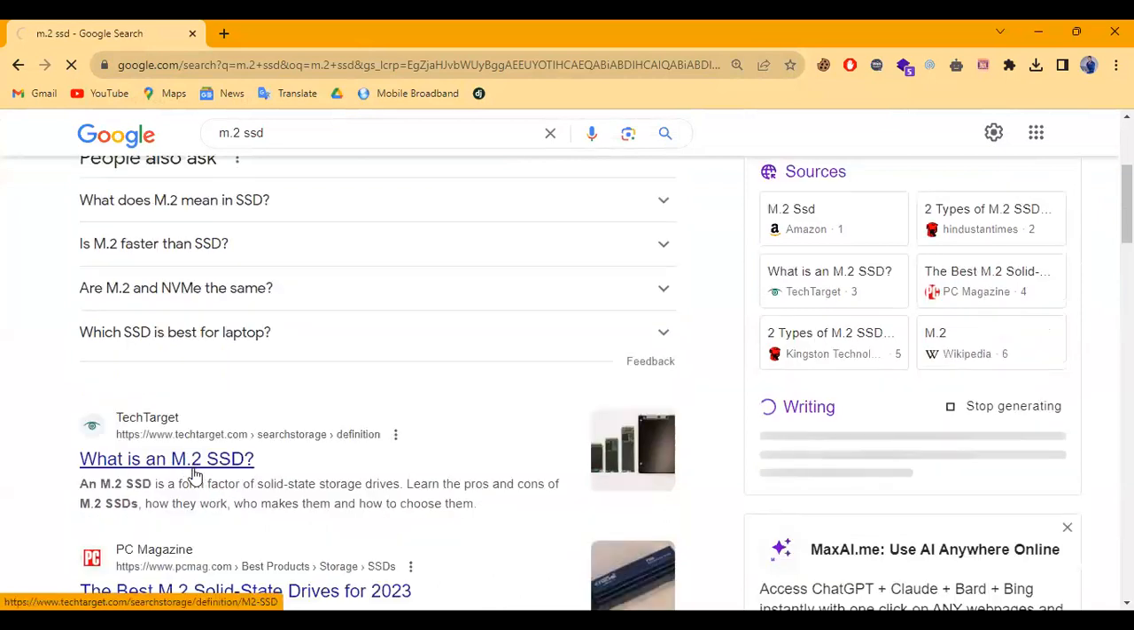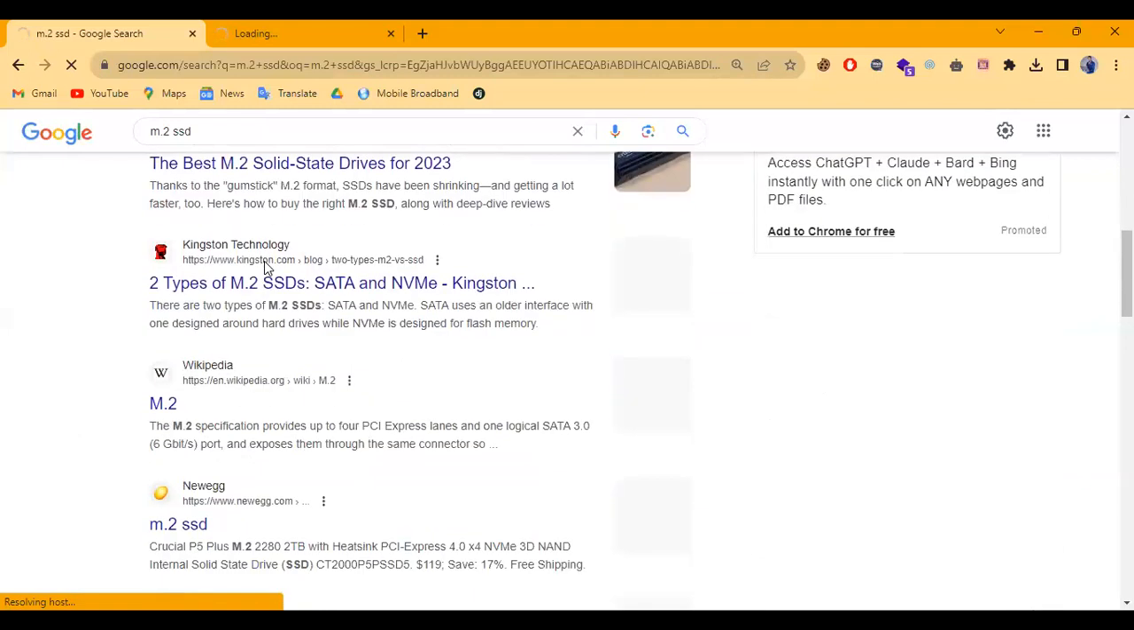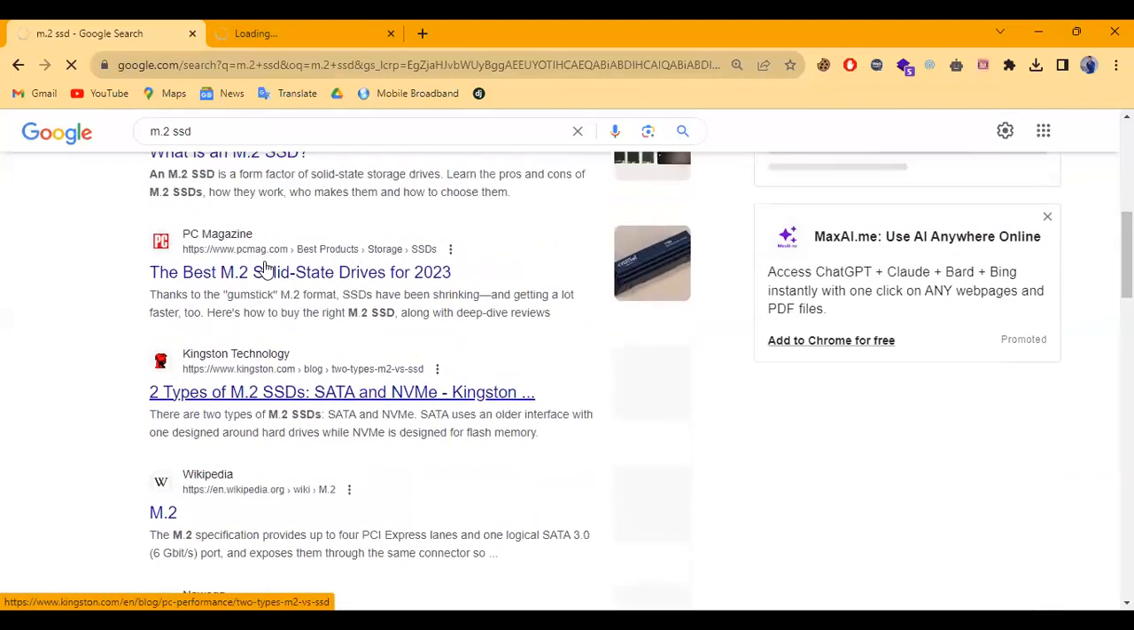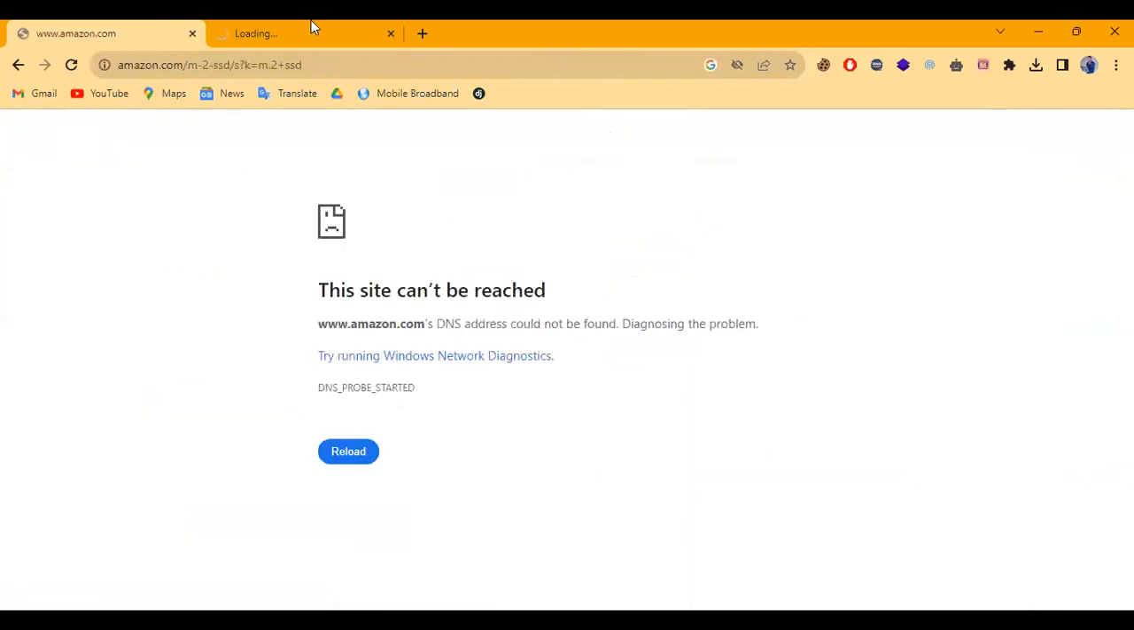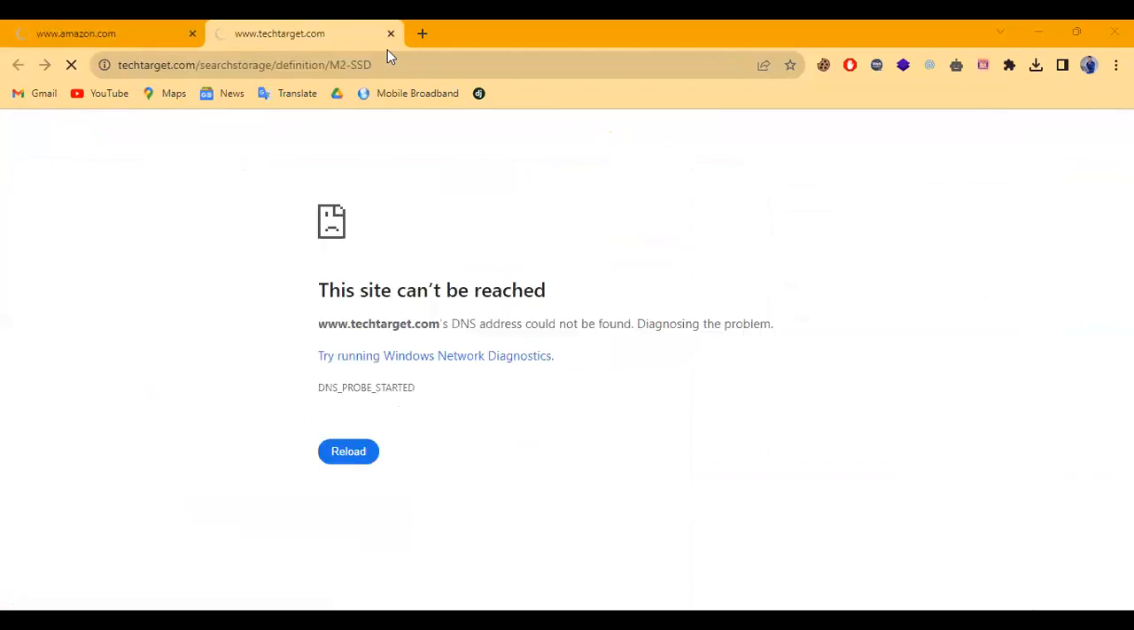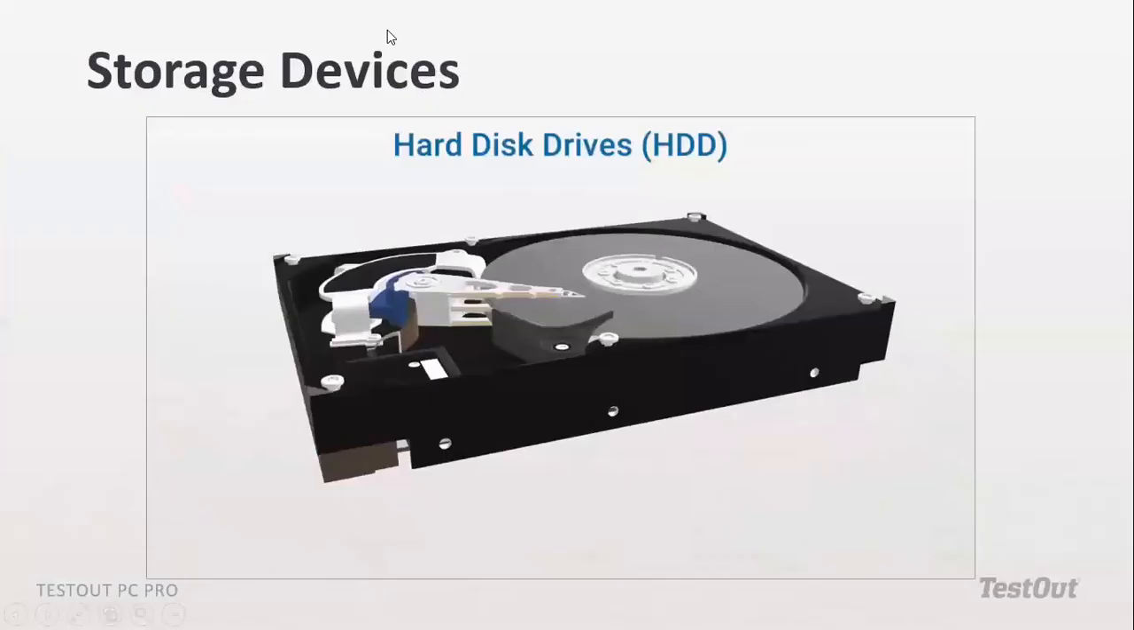Sorry if Amazon is taking so long. SATA SSD and NVMe M.2. Sorry, that result is not available at the moment. We're going to get back to it. Just please have it in mind. We're going to get back to this.